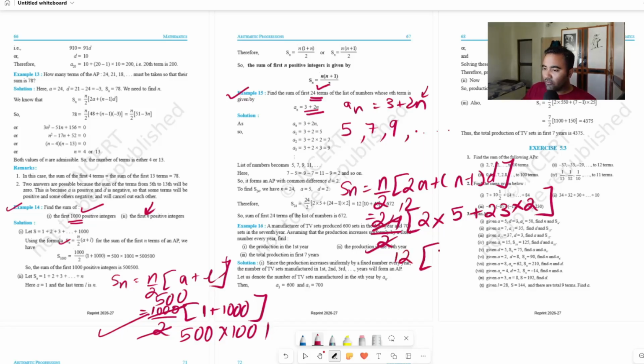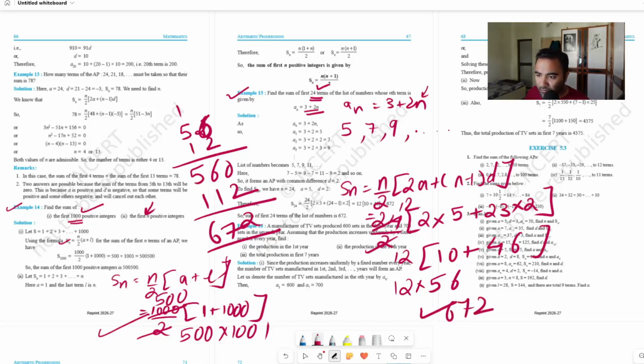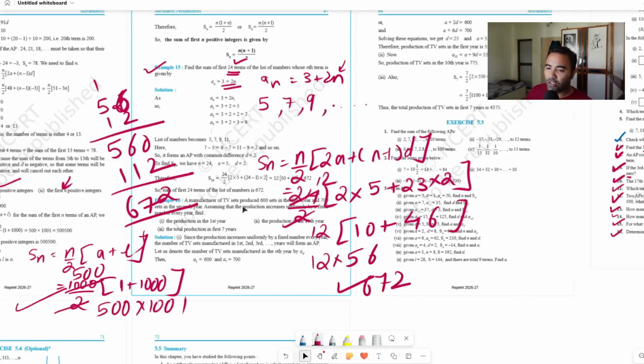12, 5 2s are 10 plus 3, 13, 2 into 5 is 10 plus 46. 12 multiplied by 56. Let's see. 56 multiplied by 12. 6 2s are 12. 5 2s are 10. 10 plus 1, 11. So 672. Is this the answer? Yes, it is. If you closely see, this is the answer. Alright, moving on.